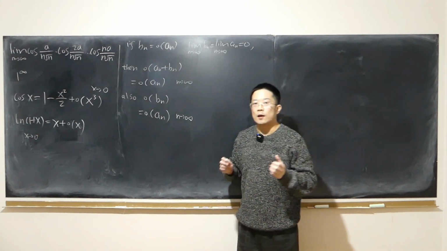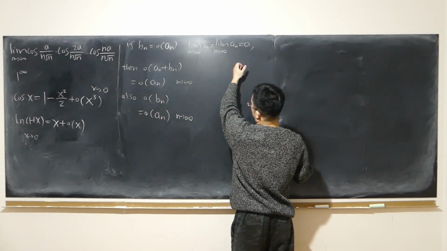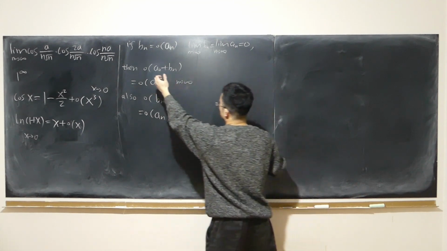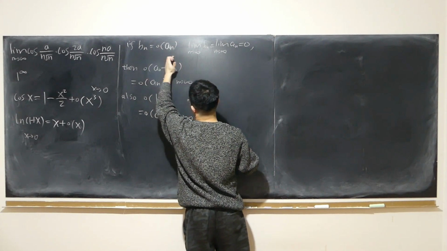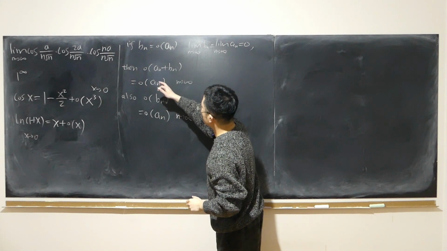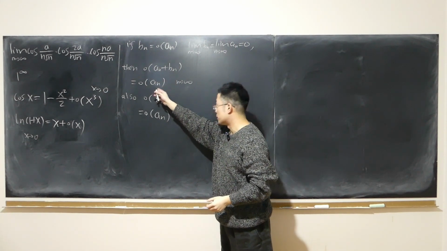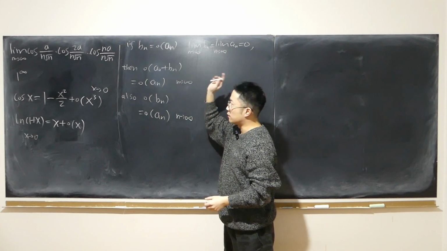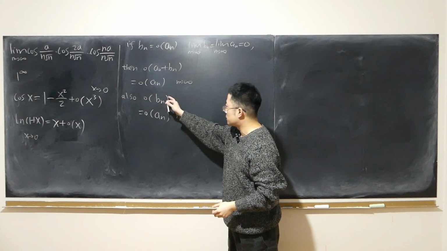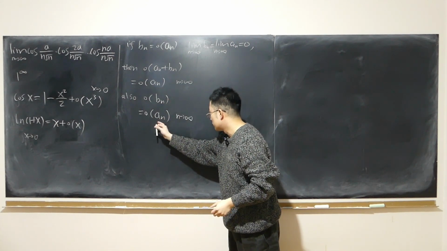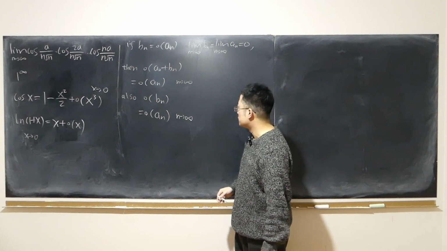So now we've established the following fact: if two sequences An, Bn both approach 0, and Bn is little o of An, meaning Bn approaches 0 faster than An, then we have the following. Little o of An plus Bn is equal to little o of An. Always true, right? Just get rid of the faster guy, keep the slower guy. Also, little o of the faster guy is equal to little o of the slower guy. Intuitively it makes perfect sense.